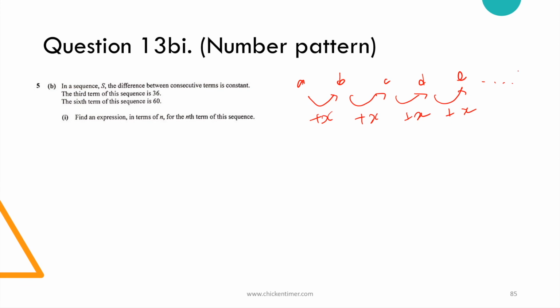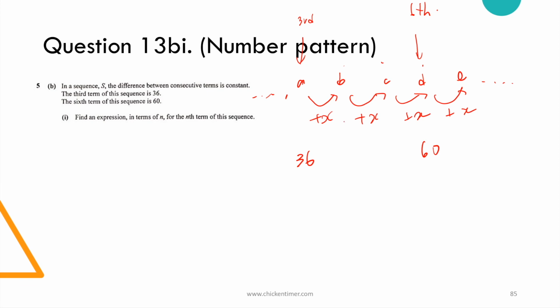So assuming this is the third term, and then the 4th, 5th, 6th, this is the 6th term. Okay. So the third term of this sequence is 36, and the 6th term is 60. Then they say find an expression. Okay, find the expression for this sequence.